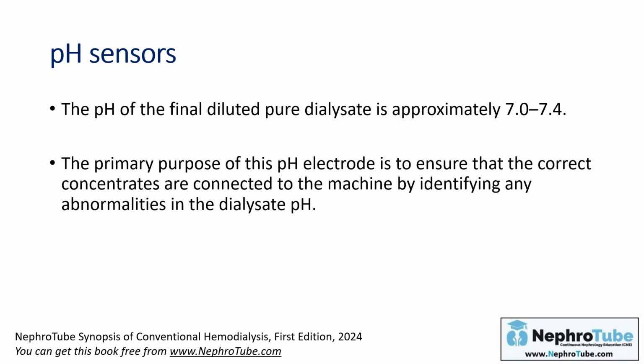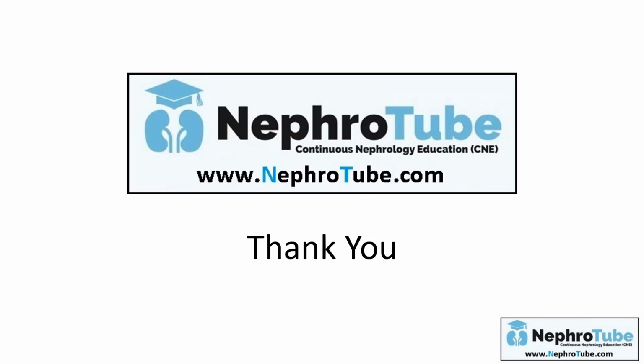For example, the sensor will alarm that the pH of the dialysate is abnormal, if the B concentrate is not connected to the machine, or even if the A concentrate is not connected to the machine. But actually, the pH sensor is not common in most of the hemodialysis machines.